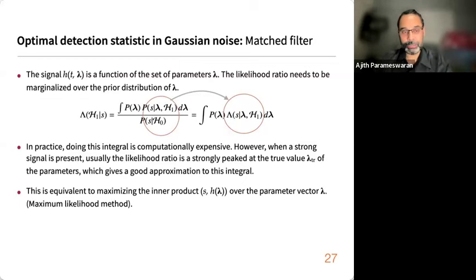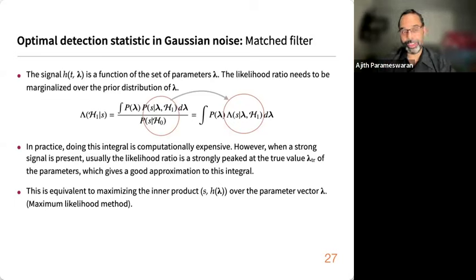In practice, doing this integral is computationally very expensive. It's an n-dimensional integral because typically the parameter space of binary black holes is a very large dimensional parameter space, like 16 dimensions. So to do an integral of this likelihood in 16 dimensions is very expensive. So one cannot do it regularly as part of a search.